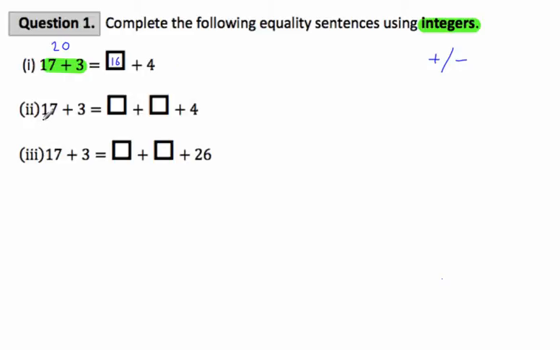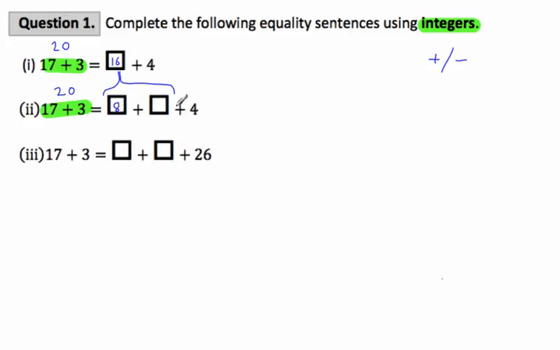Question number 2, we've got 17 plus 3 again on the left. 17 plus 3, again that gives us 20. And this time it's equal to a box plus another box plus 4. So we have to fill in these two boxes. Again, these two numbers plus 4 are going to give 20, which means that these two numbers should be worth the same as the 16 above.